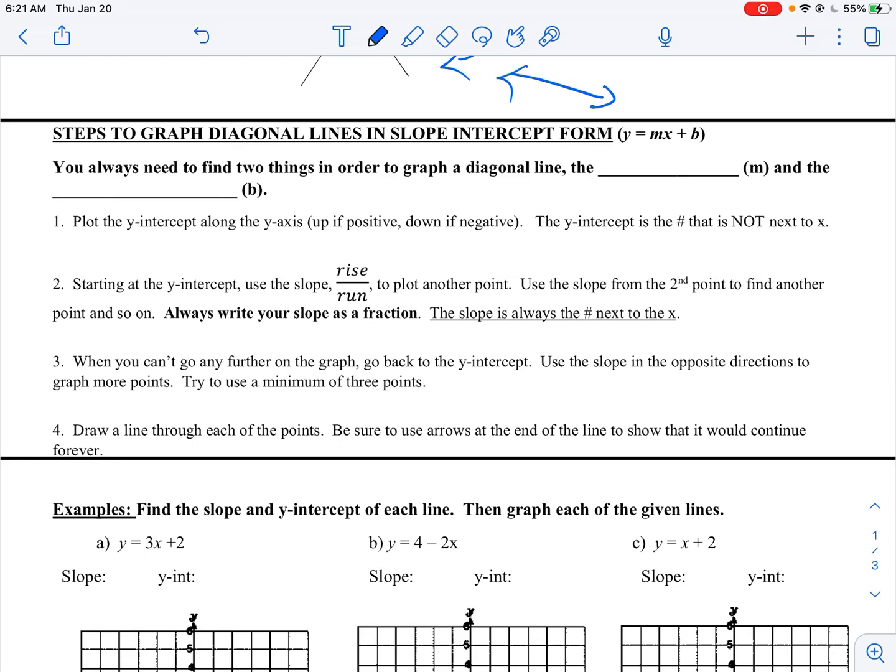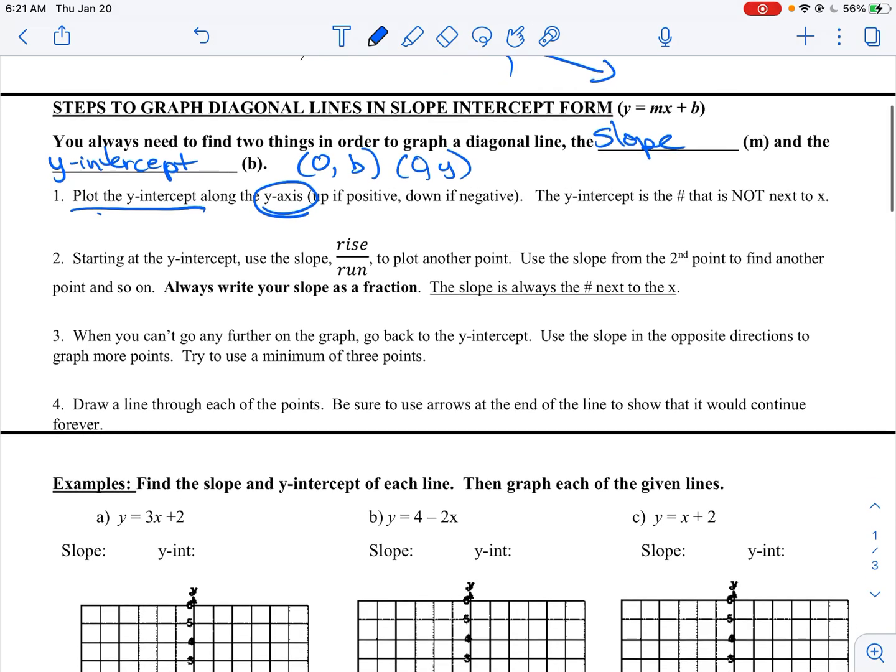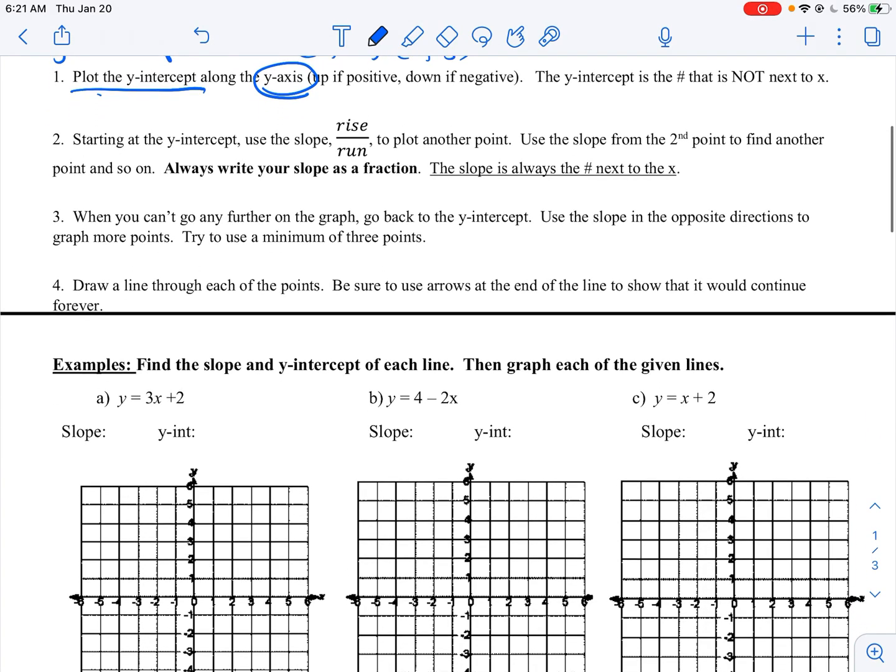You always need to find two things. The very first thing you need to find is the slope, and then you need to find the y-intercept. And remember, the y-intercept is always the b, or we could put the y there, whichever way you want to write that. Now, the first thing we need to do is plot the y-intercept along the y-axis. If it's positive, it goes up. If it's negative, it goes down. The y-intercept is not next to the x.